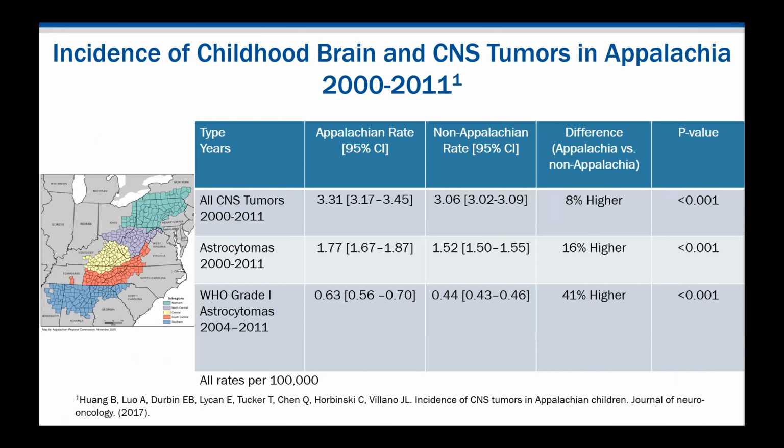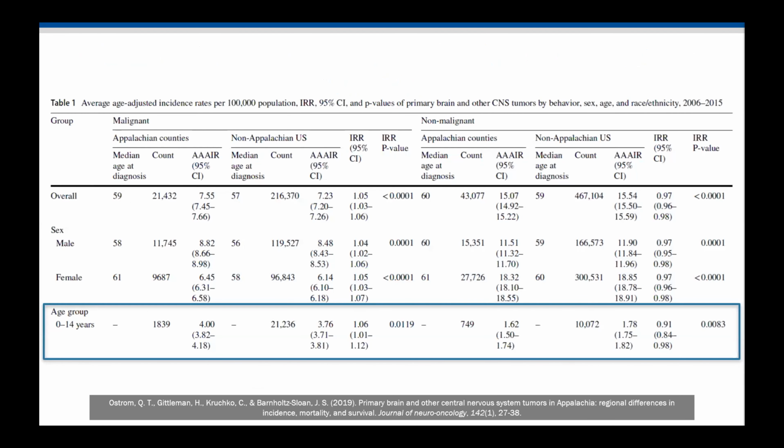So we looked at national data. This study is a little bit dated; the data that was available at that time was from 2000 to 2011. But we did a comparison looking across all of Appalachia, not just Kentucky. We found evidence that brain tumors and all central nervous system tumors are higher in the Appalachian region of the U.S. compared to the non-Appalachian regions. In particular, the low-grade astrocytomas express the highest risk for kids living in the Appalachian region, 41% higher than children living throughout other parts of the U.S. at the time.